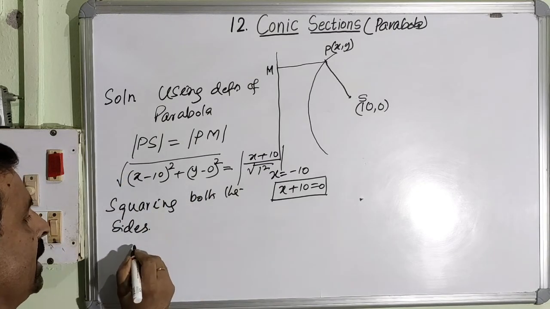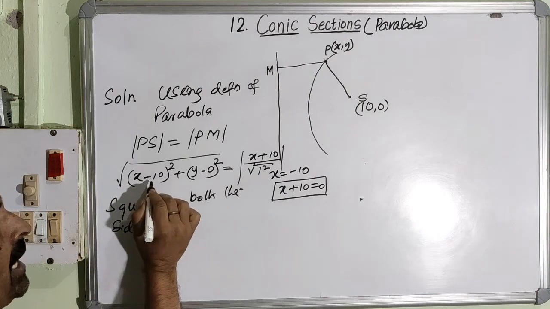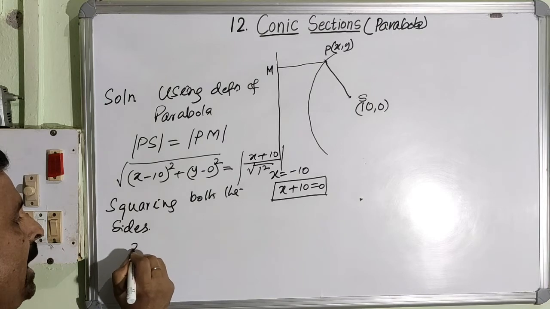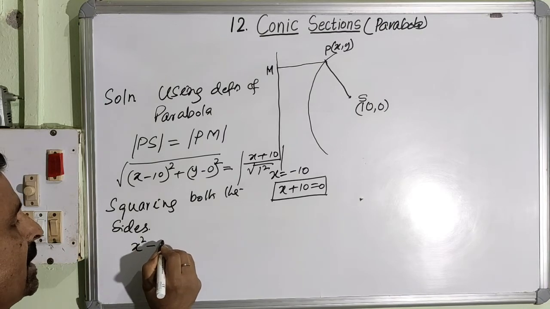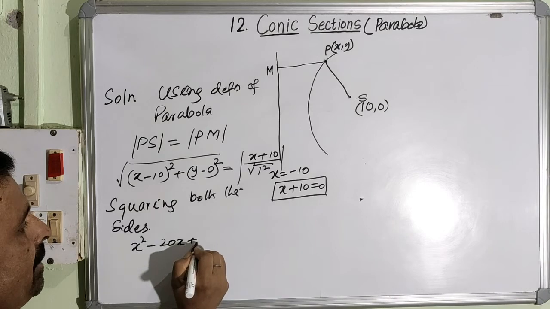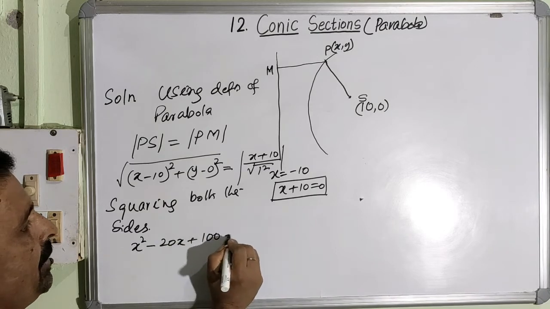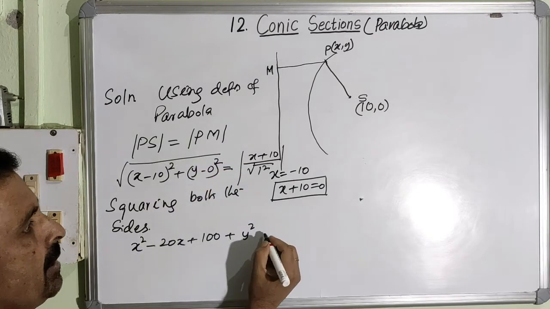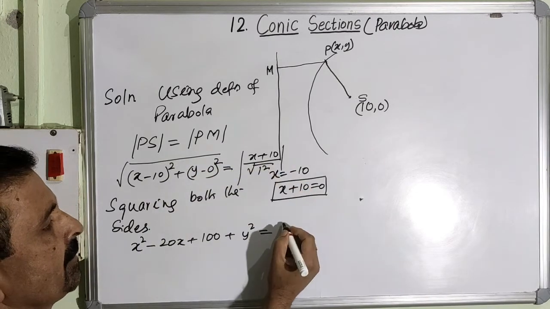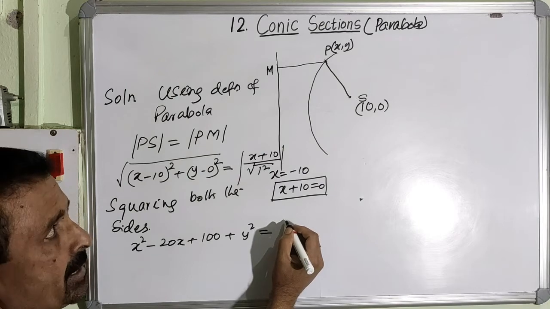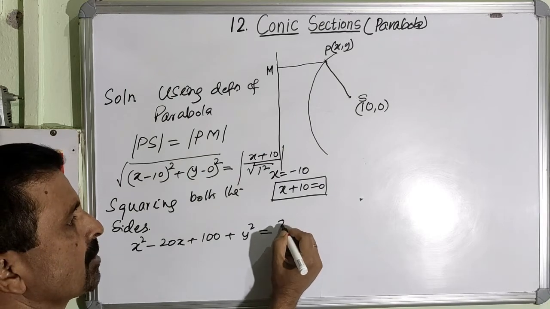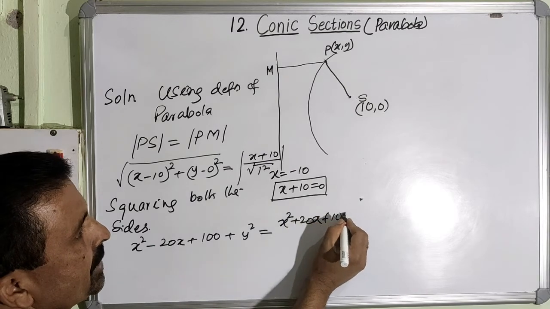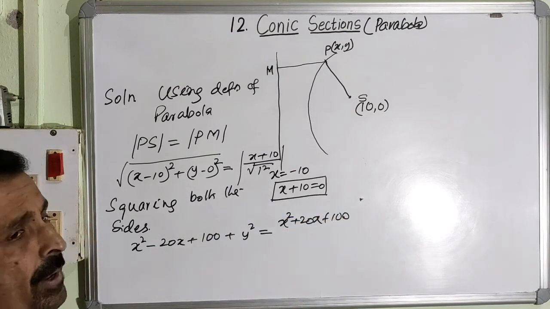On the left hand side, we can expand (x minus 10) whole square by using the (a minus b) whole square formula. This will be x square minus 2ab, that is 20x, and then b square, that is 100, and this is y square. Simply y minus 0 means y, and square of y is y square. On the right hand side we are going to square it. So (x plus 10) will be squared. (a plus b) whole square we can apply. This will become x square plus 20x plus 100. Denominator will be simply 1, therefore we are not writing it.